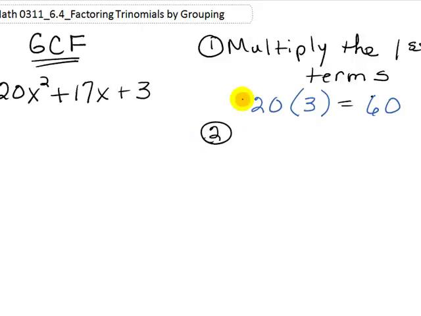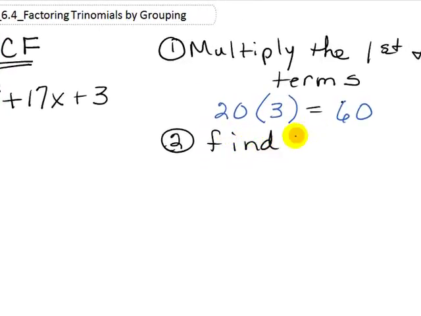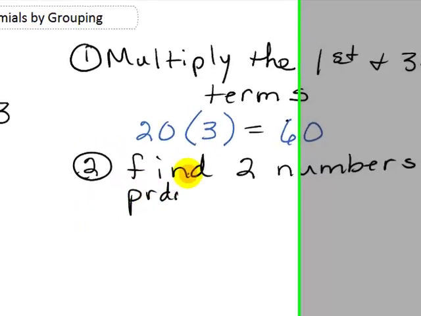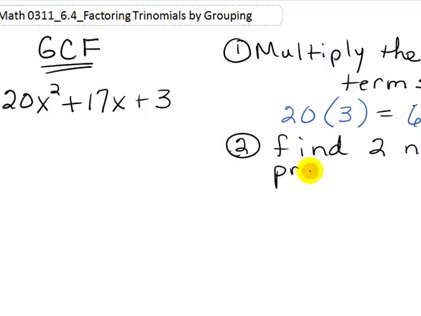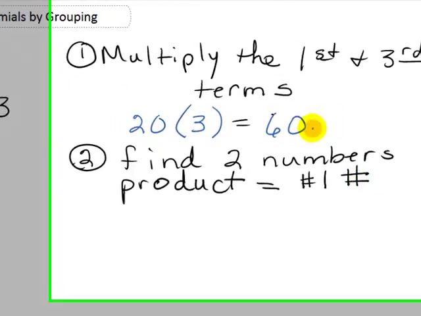Second step, find two numbers whose product equals the number 1 number. That's a little confusing, but we're talking about this number 1 number.